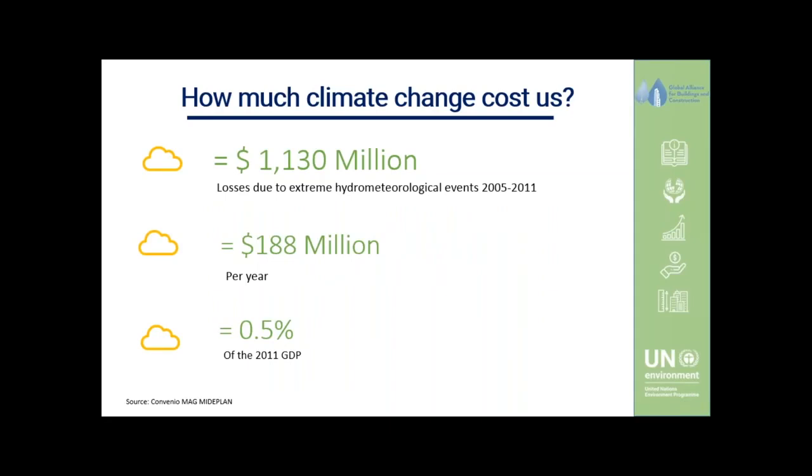To begin with, I'd like to tell you about the numbers of how much climate change costs us. For example, we have 1,130 million in losses due to extreme hydrometeorological events from 2005 to 2011. That means it is $188 million per year, and also 0.5 percent of the 2011 GDP.